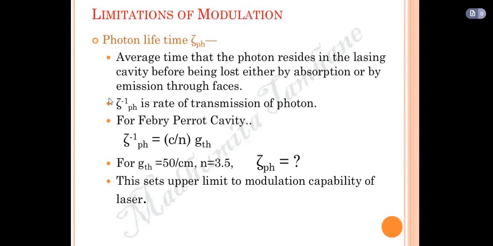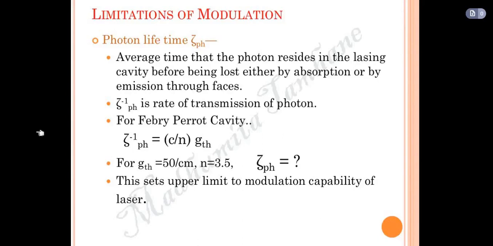So see here, what is the formula for this photon lifetime? It's the average time a photon is held in the cavity before being lost either by absorption or by emission through the facets. So the facets also affect that, and that effect we want to understand using this photon lifetime. The tau inverse of the photon is the rate of transmission of photons, which is given by, for a Fabry-Perot cavity, we have learned about the Fabry-Perot, right?